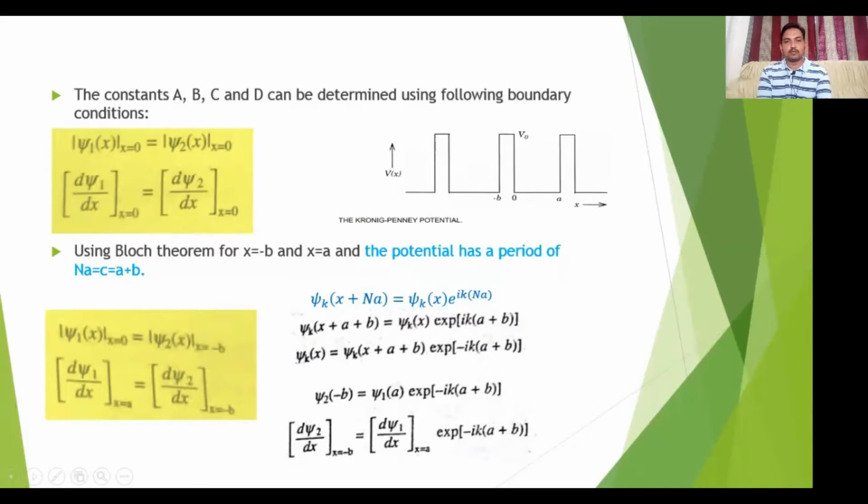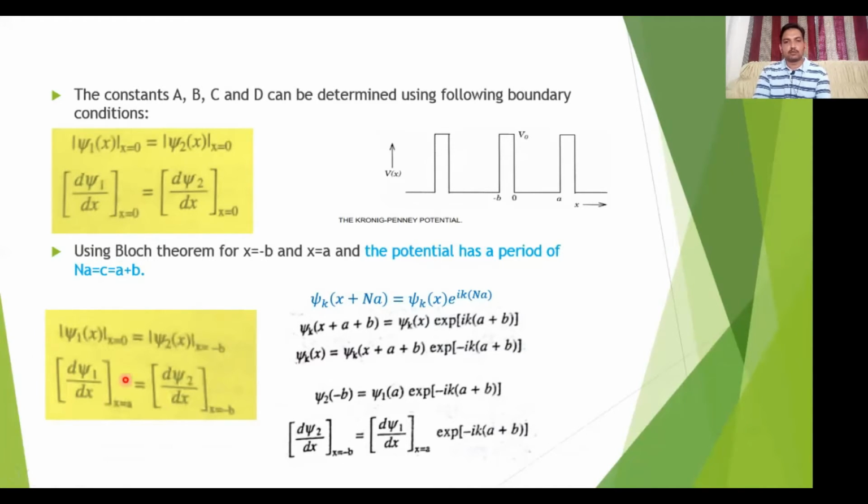One is psi1 of x at x is equal to A is equal to psi2 of x at x is equal to minus B, because on the basis of periodicity, minus B and A are same. So this is x is equal to A. So correct it, x is equal to A, and this is at x is equal to minus B. So if this is true for the wave functions, then this should also be true for the derivatives.